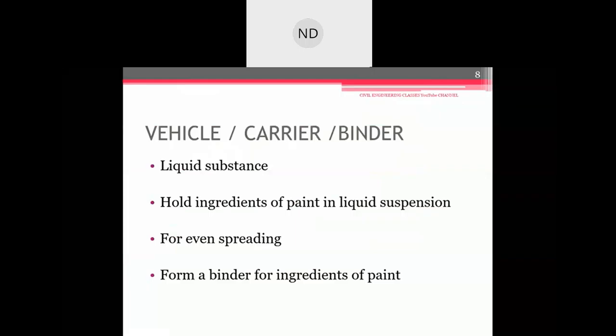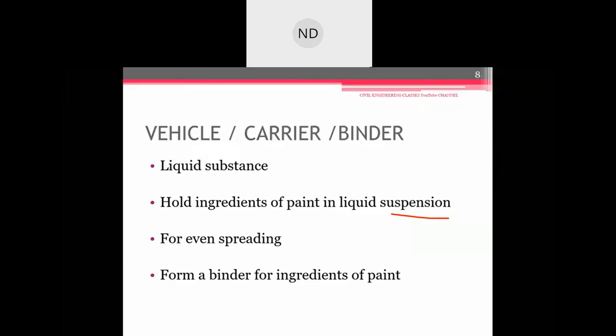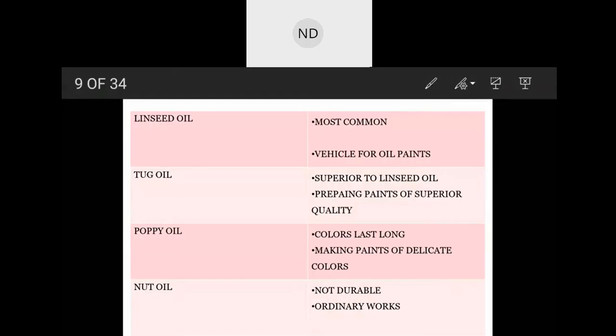Next one is the vehicle, carrier or binder. It is actually a liquid substance that holds the ingredients of the paint in a liquid suspension. The use of the vehicle is that it makes it possible to spread the paint over the surface evenly. And also, it forms a binder to the ingredients of the paint so that they can stick or adhere to the surface.